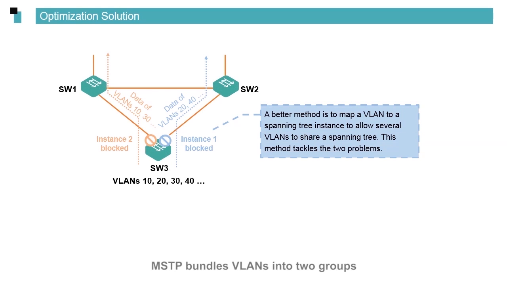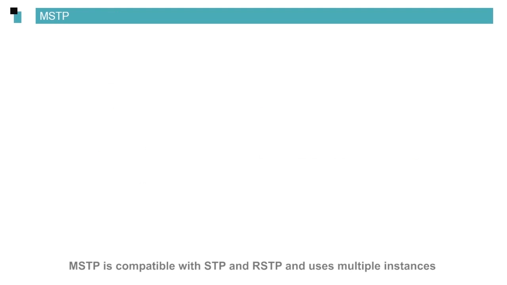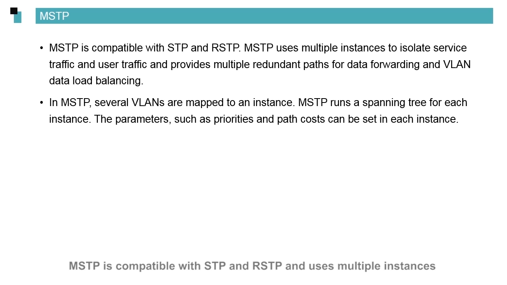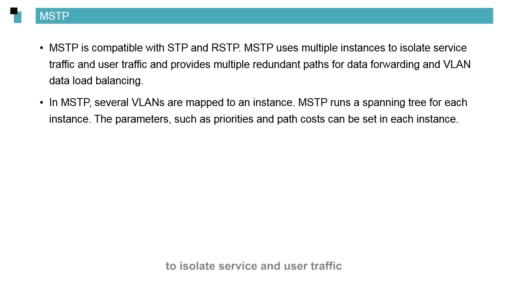MSTP bundles VLANs into two groups. VLANs in one group are mapped to instance 1, and VLANs in the other group are mapped to instance 2. A spanning tree is generated for each instance. Therefore, in this instance, there are just two spanning trees. When instance 1 is running, a port on SW3 is blocked. When instance 2 is running, another of SW3's ports is blocked. MSTP is compatible with STP and RSTP and uses multiple instances to isolate service and user traffic.